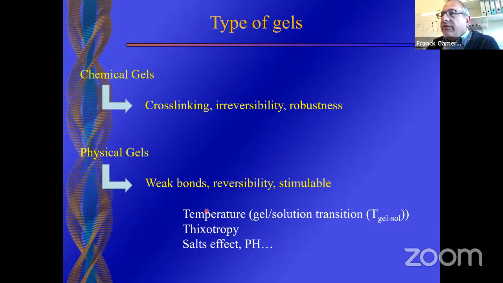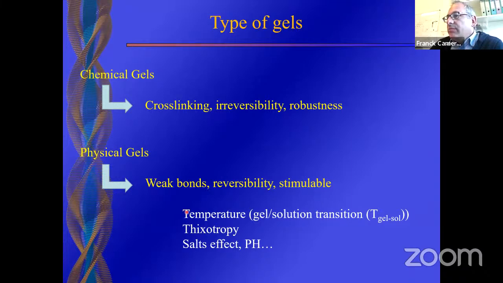So as I said, you have two types of gels. You have the chemical gel, with cross-linking due to covalent bonds. This comes with the gel's irreversibility: as soon as the gel is formed, you have no reversibility. But this allows you to obtain robust gels. On the contrary, with physical gels, you have weak bonds due to weak interaction. This allows you to have reversibility, and you can develop some stimulable gels.